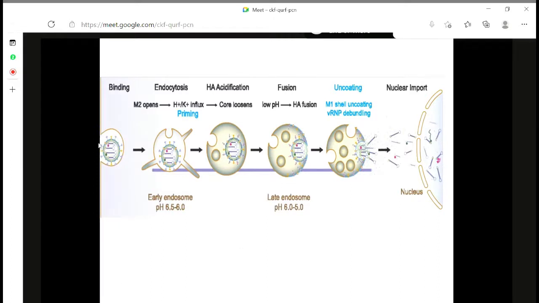So when it enters through the cytoplasmic membrane and through these early endosomes, gradually the pH falls. This is basically because of the activation of one phenomenon where the hydrogen ions influx, as well as potassium influx, takes place, which triggers the fall of pH, and gradually the hemagglutinin will get fused with the endosomes, and just near the nucleus they will get released. Okay.